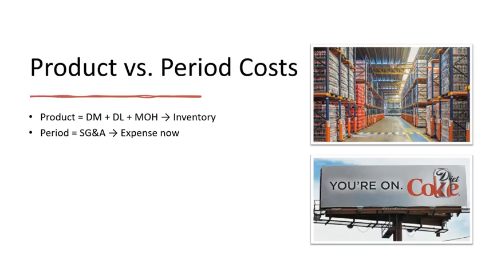So think Coke's inventory: all the costs to make it become part of the inventory. Those costs are only expensed as cost of goods sold when the inventory is sold. Period costs, like SG&A, get expensed immediately. Your billboard cost for the second quarter ad campaign hits the books this quarter, no waiting whatsoever.